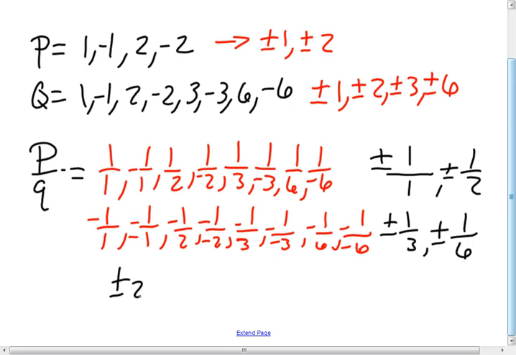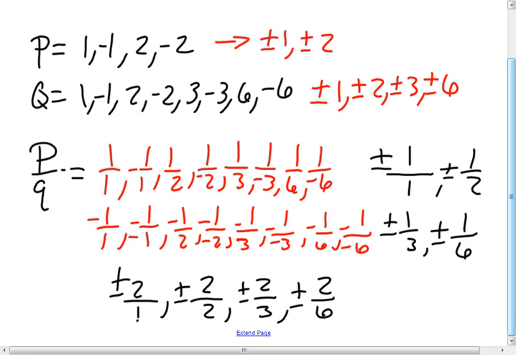Now we would take 2 and negative 2 and do the same thing. So we have plus or minus 2 over 1, plus or minus 2 over 2, plus or minus 2 over 3, plus or minus 2 over 6. Now some of these, like plus or minus 2 over 2, is the same as plus or minus 1 over 1, because 2 over 2 is 1 over 1, or 1. So typically we would rewrite that as a 1 value. So we could scratch through these two, and we would write plus or minus 1.